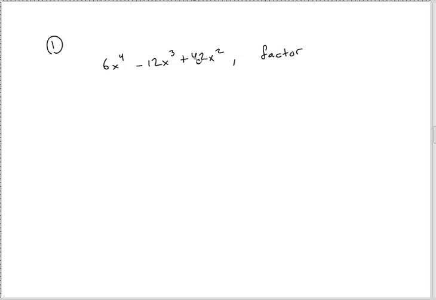Here, let's check the calculator. 42 divided by 6 is a 7 indeed. So we're good. Everything has a 6. What else does everything have? An x? True. Everything has an x squared. They all have at least 2 x's. And so what you're going to have to do is factor out a 6x squared and leave it behind.